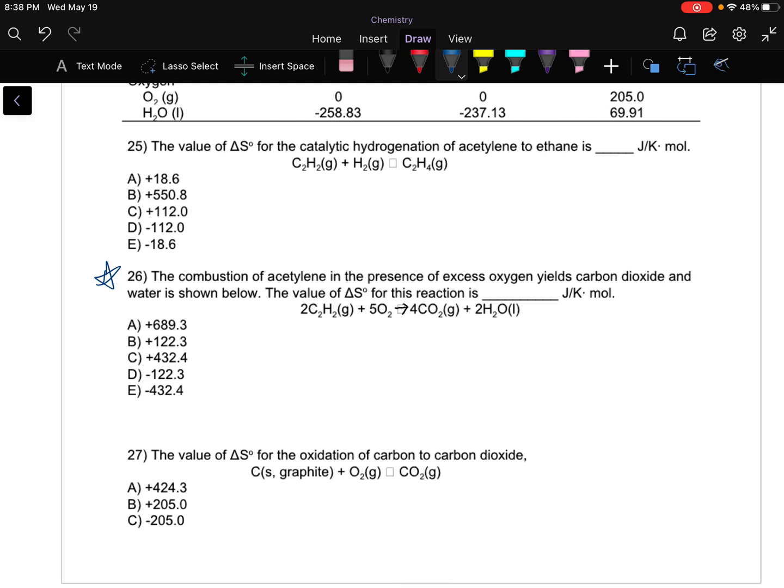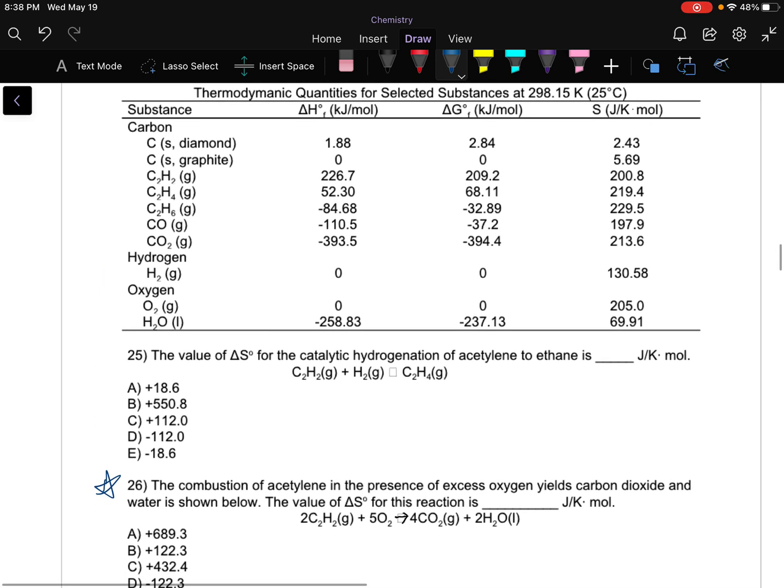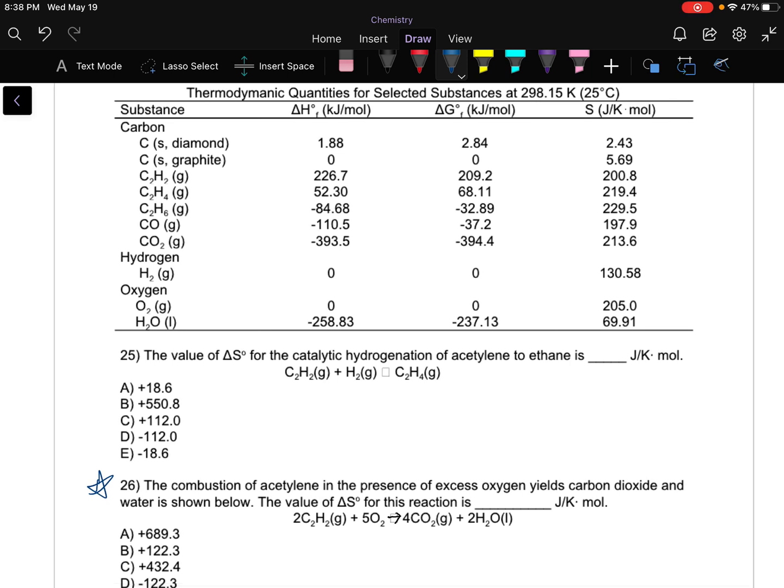So for this question, we'll be using the table above. And since the question asks us for the change in entropy, we only need to focus on the third column of this table because it shows us the change in entropy for each substance. The question also asks for the answer in joules per Kelvin times mole, and the table gives those values in joules per Kelvin times mole, so we don't need to convert anything.